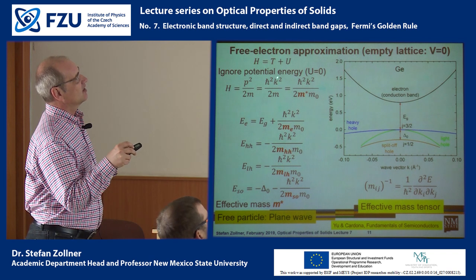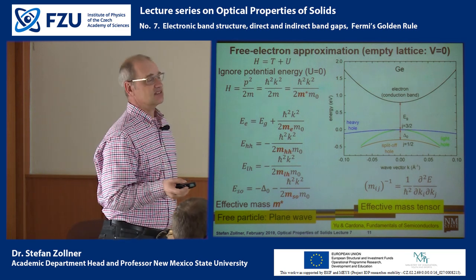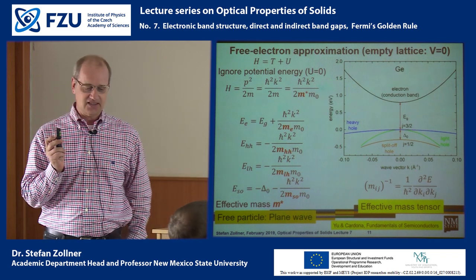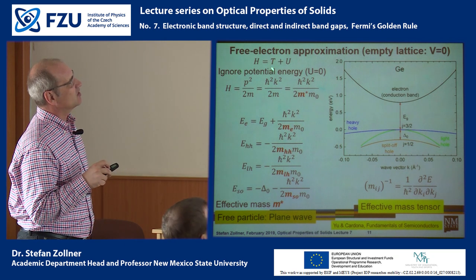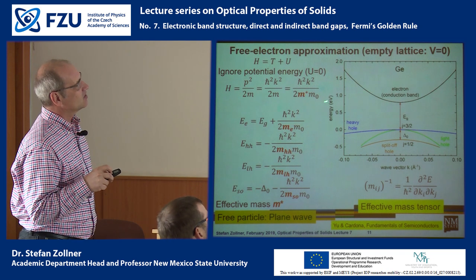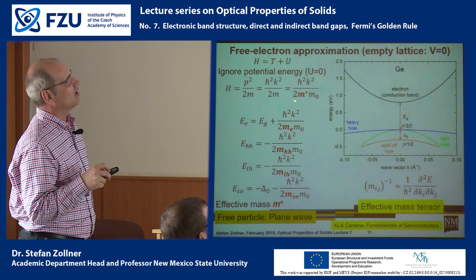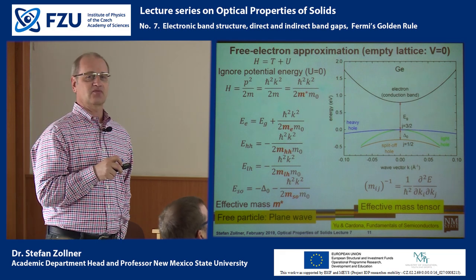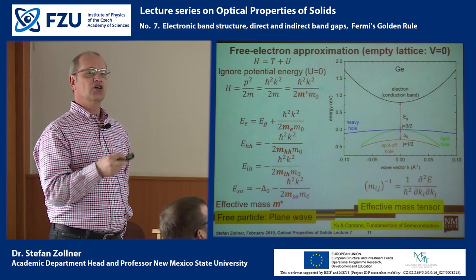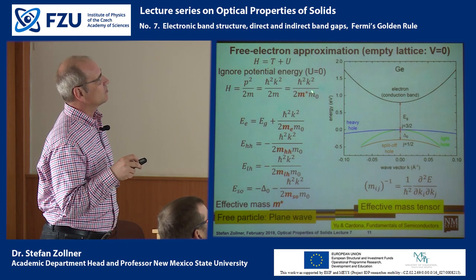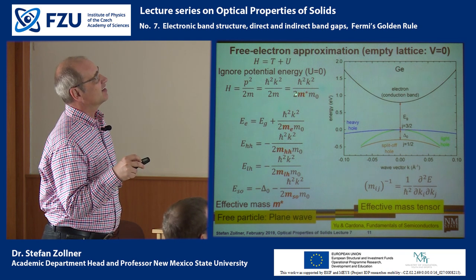So this Hamiltonian is just a kinetic energy term. We can do that, and that works very well. But we pay a price. And the price we pay is that the mass that enters into this kinetic energy is not the free electron mass, the mass of the electron in vacuum. The mass that we need for our calculations is an effective mass. So the effective mass comes from the potential energy contribution to the total energy. And by ignoring the potential energy term, we introduce this effective mass.